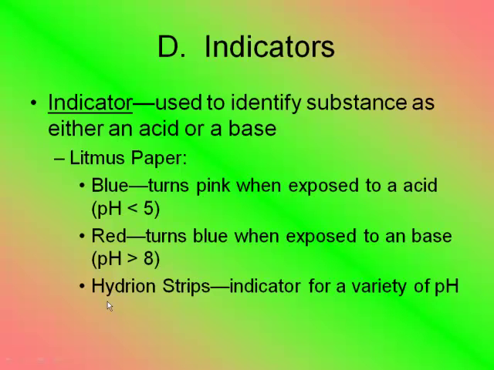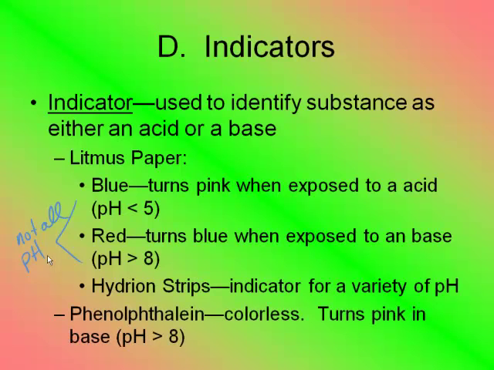Blue and red litmus paper are great for just identifying acids versus bases. But notice there's a gap. These do not cover all pHs. There's a gap from 5 to 8. So if you have a pH of 6, well, technically that's acidic, but it won't show up. It won't change either of the litmus papers. But the hydrogen strip will change color.